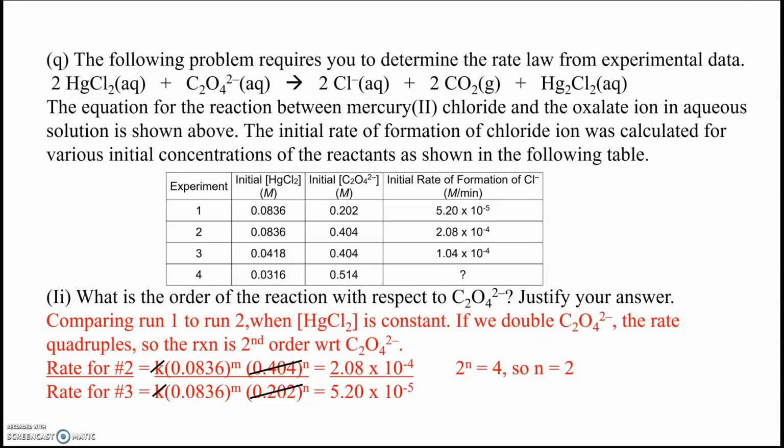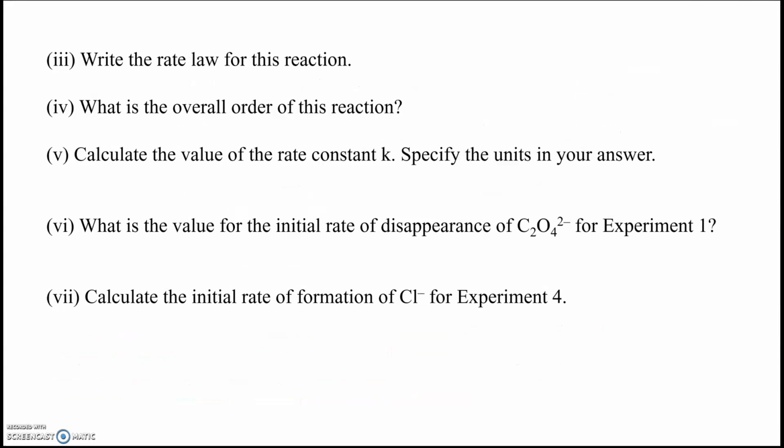I'm sorry, is equal to 4, which is the quotient you get when you divide 2.08 divided by 0.520. So 2 to the n is equal to 4, n is equal to 2. So if I write the rate law for this reaction, I'm going to get rate is equal to HgCl2 raised to the first power times oxalate raised to the second power. The overall order of this reaction is 3 because I'm just summing the exponents. 1 plus 2 is 3.